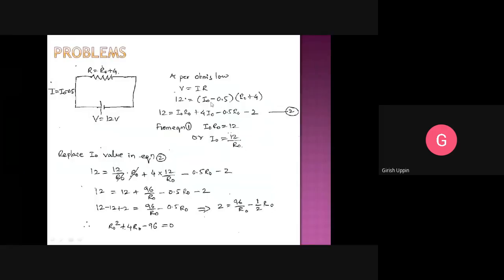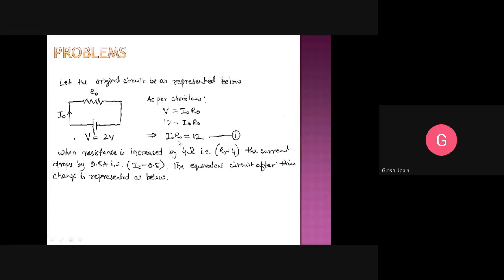Now we multiply this. Okay, we'll simplify this equation. We get 12 is equal to I naught R naught plus 4 I naught minus 0.5 R naught minus 2. So when you do this multiplication, and already from equation 1, we know I naught into R naught is 12. So there are two unknowns. I can represent one unknown in terms of the other unknown. What we have to find is the resistance of this circuit, the original resistance R naught. So what we can do is represent all the I naught variables in terms of R naught. How to do that?